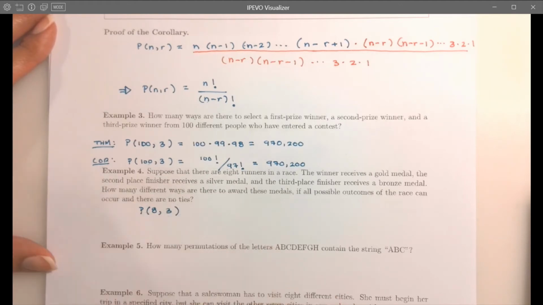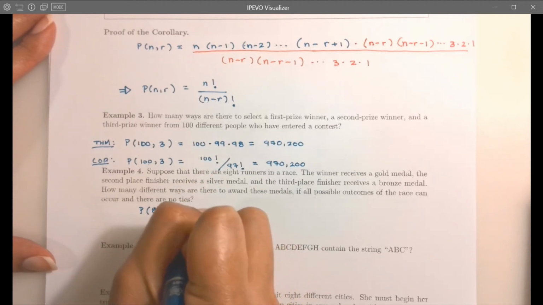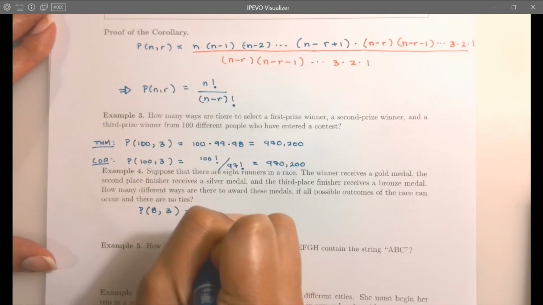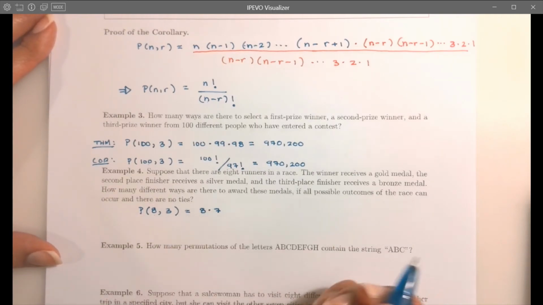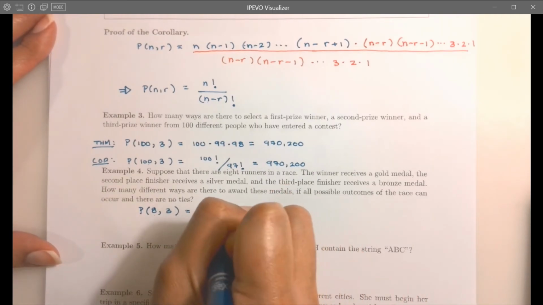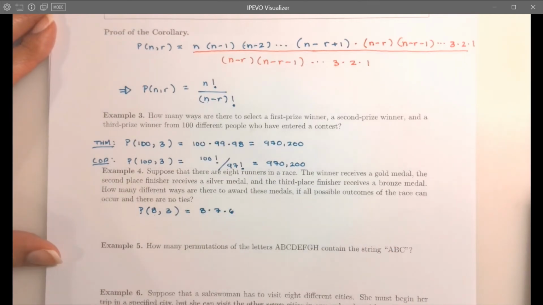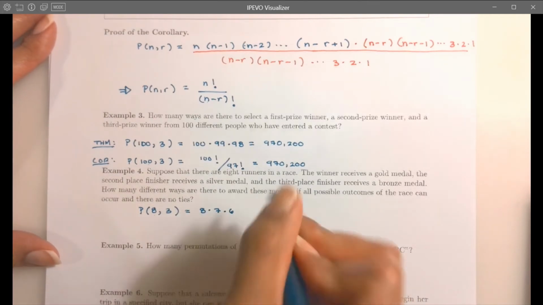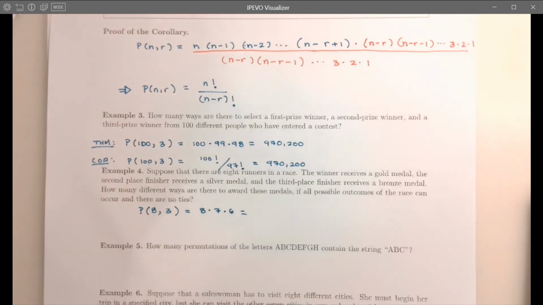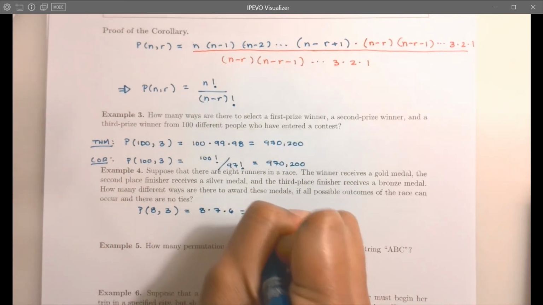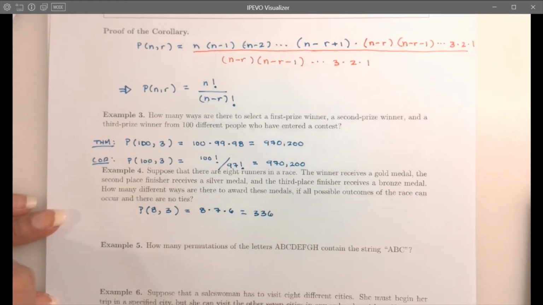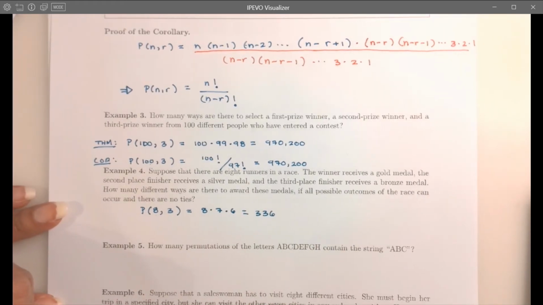So that is 8 pick 3, so this is going to be 8 options for the first place, or the gold medal, times 7 options for the second place, the silver medal, times 6 options for the third place, or bronze medal. So that is going to bring us to 336 possible ways, or possible outcomes for the race.